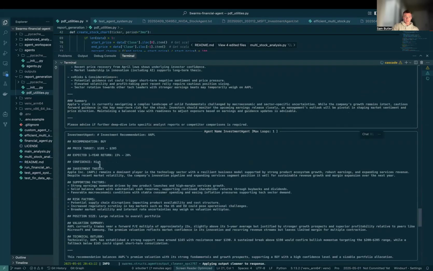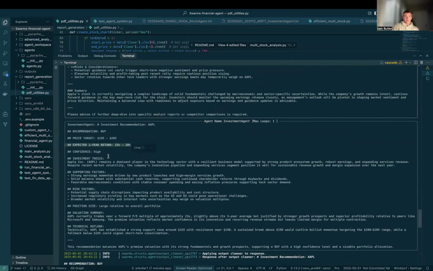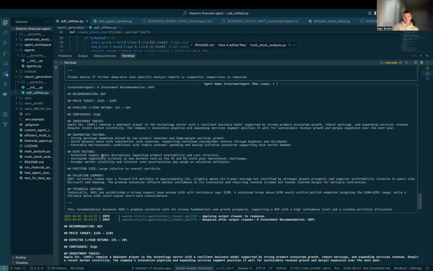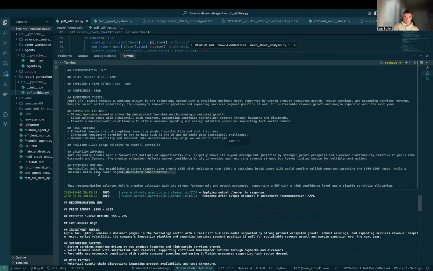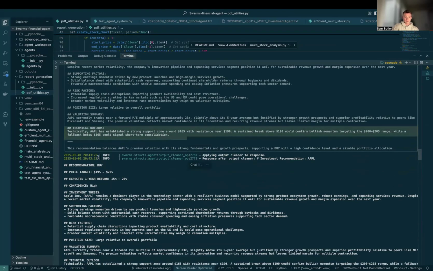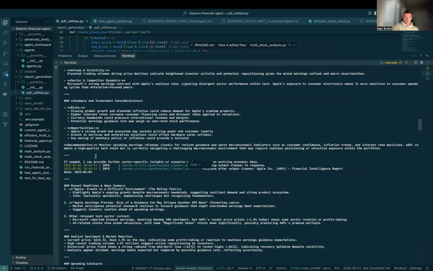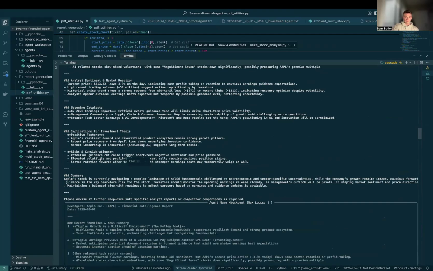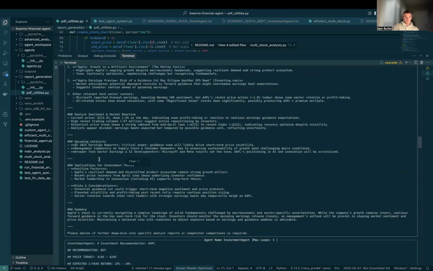So then we see the investment agent getting going. It's expecting a 1 year return of 15 to 20% at a buy. High confidence from our investment agent here. Strong earnings momentum, high margin services growth. Fall back below 165 could signal short-term consolidation. These technicals are just flat out wrong, but it looks like our price data was right. Oh, I'll have to investigate that.